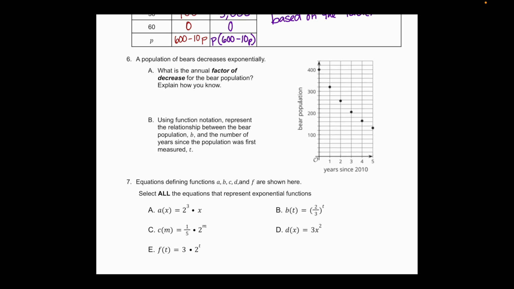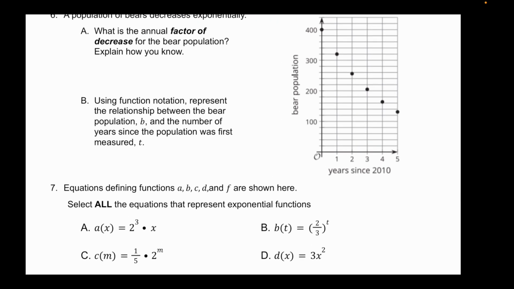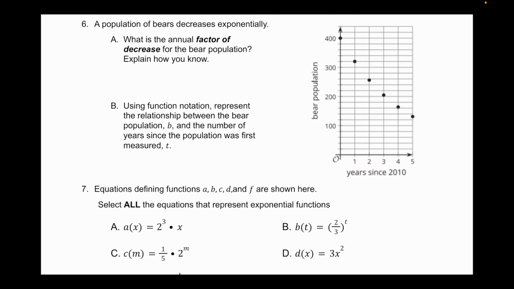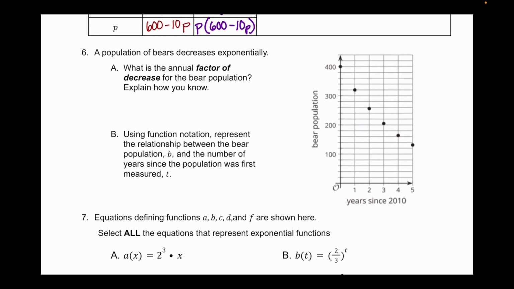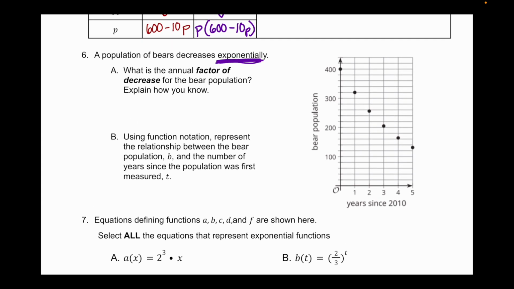Then questions 6 and 7 here are a throwback to Unit 4, I believe. I'm sorry, Unit 5, when we learned about exponential functions. So if something is decreasing exponentially, this is telling us, hey, that is an exponential function. Now, they want us to find the factor of decrease for the bear population. To find the factor, we would take one piece of data and divide it by the previous piece of data.